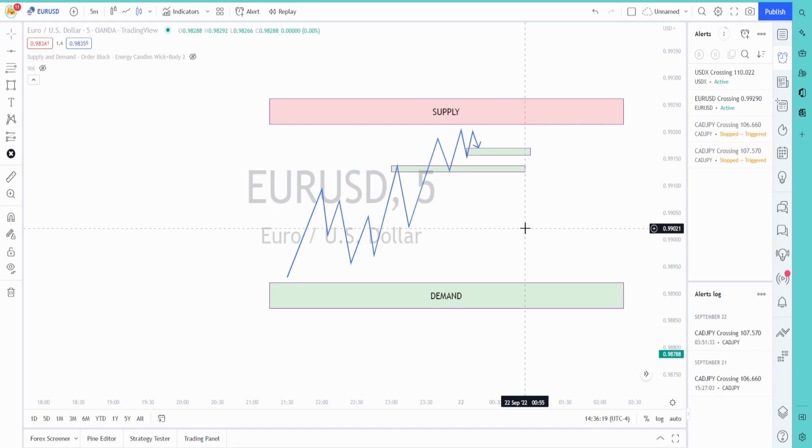Use TradingView if you can. If you have the basic plan, you can use the bar replay feature, and that's a valuable tool.